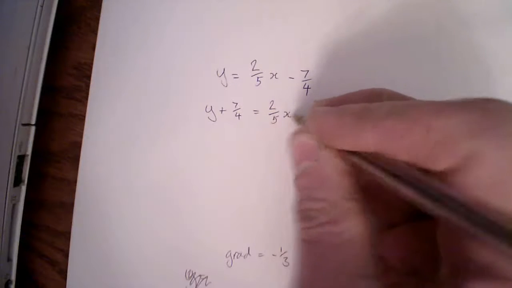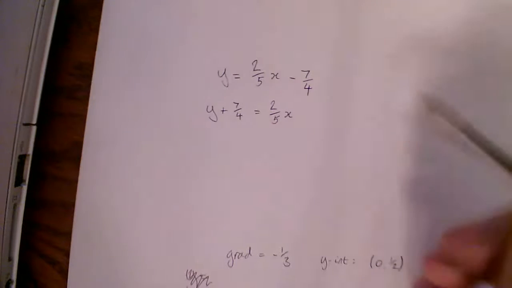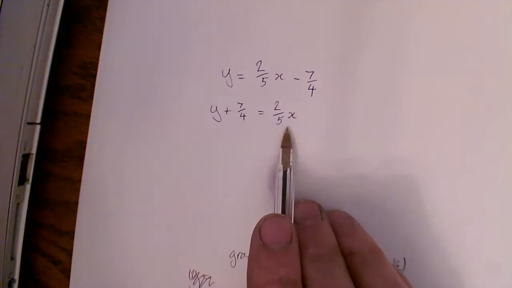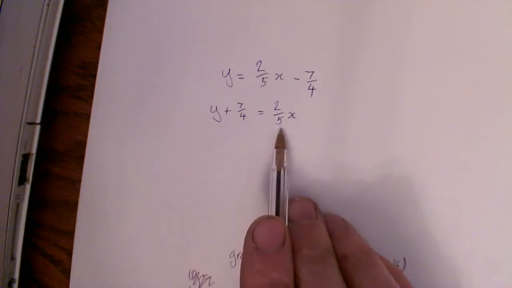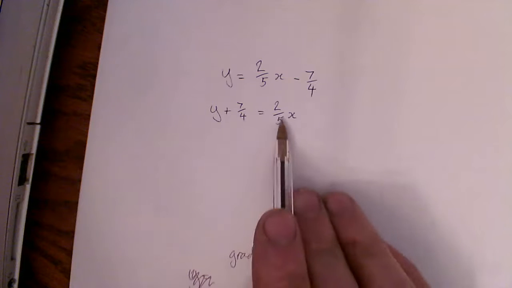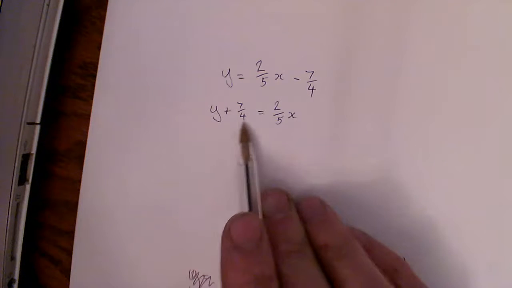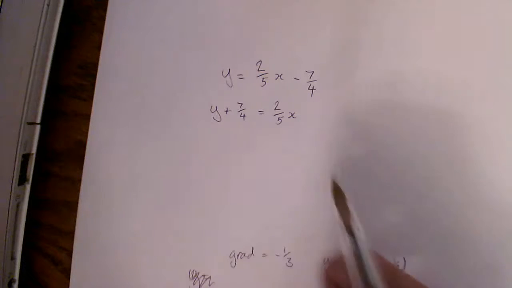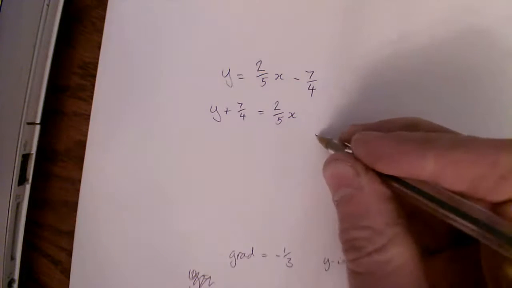So we get 2 over 5x. Now this is a tricky step because here we've got 5's on the bottom, here we've got 4's. If we want to get rid of all of those denominators in one go, well, we could times everything by 5. That would get rid of this one. And then we could times everything by 4, and that would get rid of this one. The equivalent of that is we're timesing by 5 and then timesing by 4.